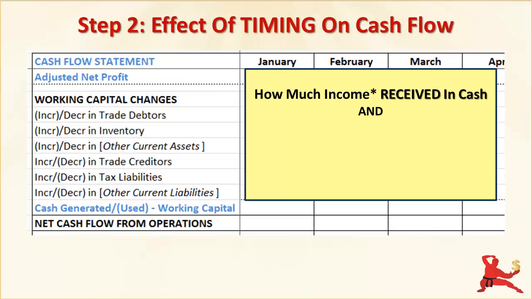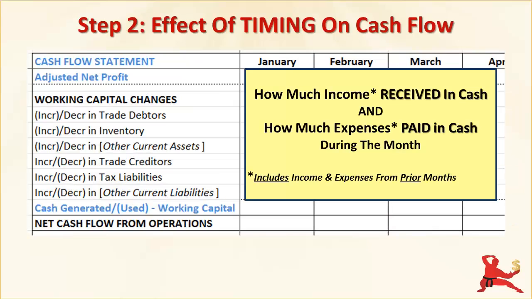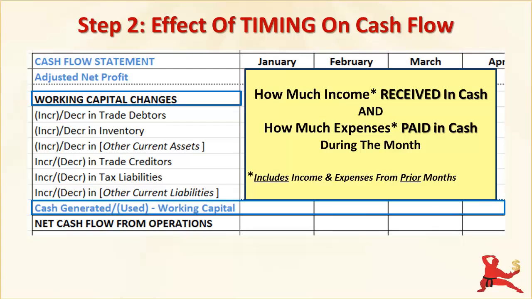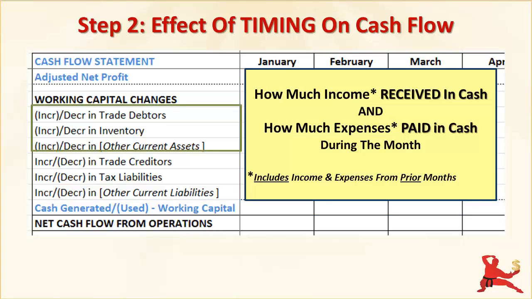The next part of this section of the cash flow statement shows you the impact of timing of receipt of income and payment of expenses on your operational cash flow. It's called the working capital requirements of your business. It's represented by items like debtors, inventory, creditors, tax, and so on. These items have a huge impact on your cash flow. It's absolutely critical that you get a very good handle on the working capital requirements of your business.